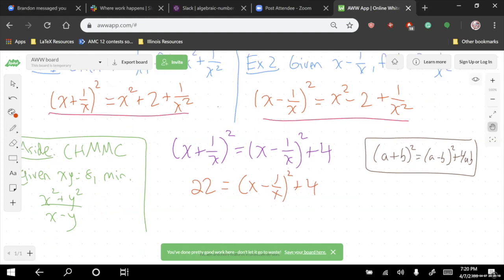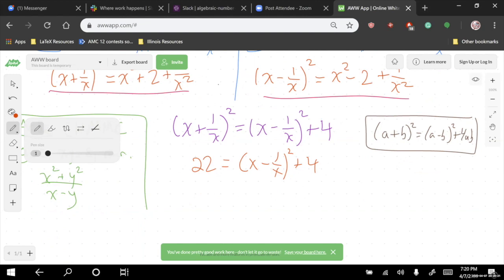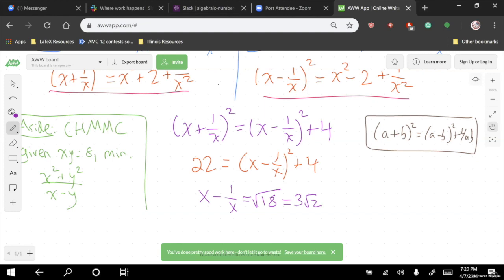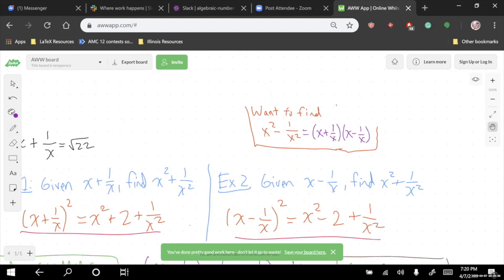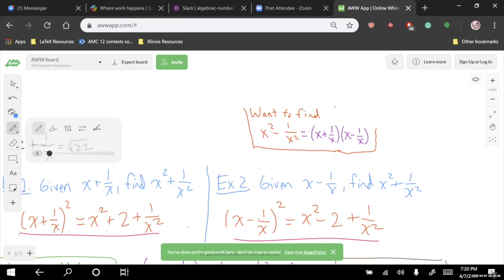And the stipulation that x is greater than 1 implies that this thing is positive, because then x is greater than 1 over x. So if you solve this, you get x minus 1 over x is equal to the square root of 18, or 3 root 2 if you want to simplify things. And now we're basically done, because if you push that all the way up here, this is equal to root 22 times 3 root 2, which you can simplify to be 6 root 11.